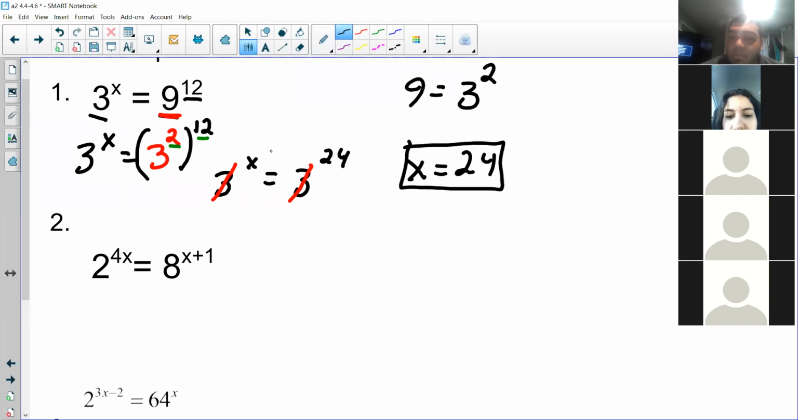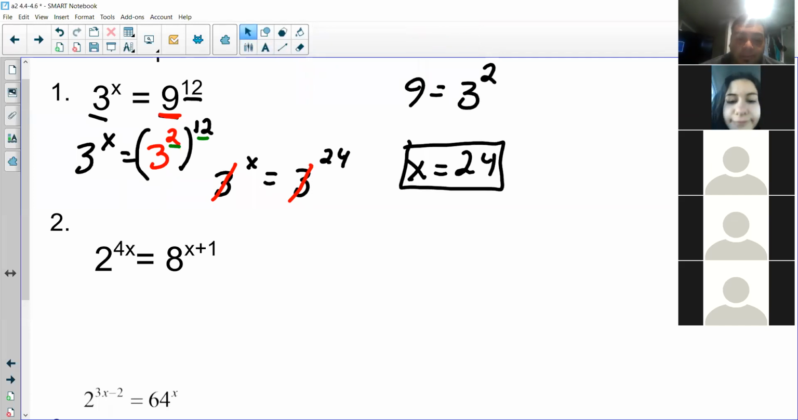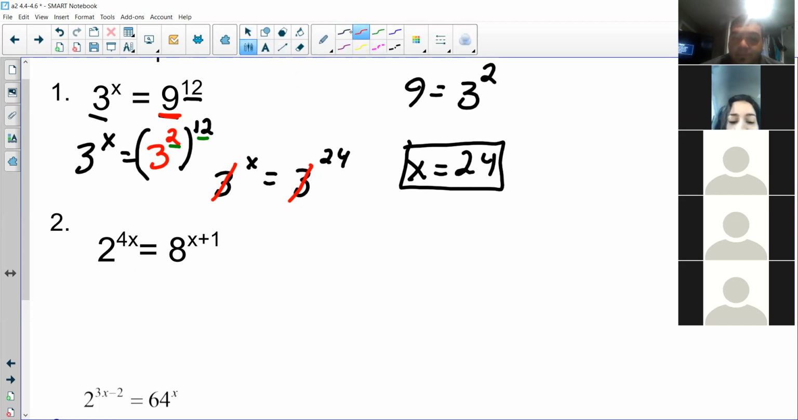Okay. So number 2. 2 to the 4x exponent equals 8 to the x plus 1 exponent. So my bases are 2 and 8. Alyssa, if you're there, which one would be easier to make? Make the 8 smaller to the 2 or make the 2 bigger to the 8?